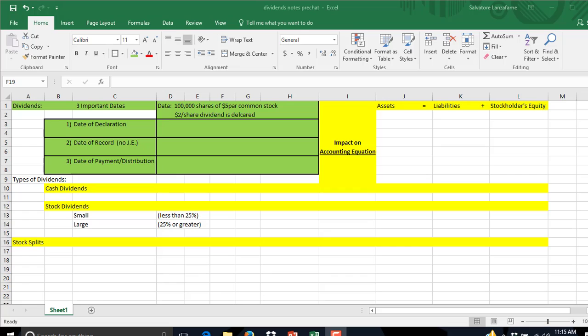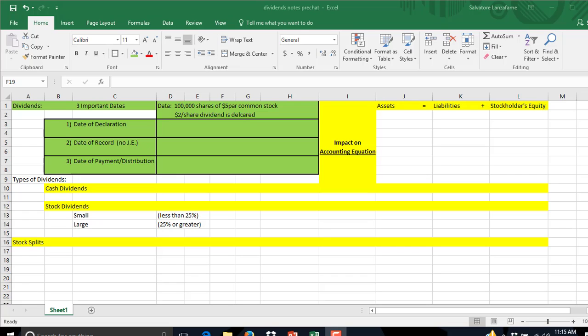So I have a template up here that I've pre-worked ahead of time, and I'd like you to focus on the green area at the top left, where you notice there's the topic dividends, and I have underneath column C three important dates. That's the date of declaration, the date of record, and the date of payment or date of distribution. The term payment is used when we're talking about a cash dividend. We usually use the word distribution when we're referring to a stock dividend.